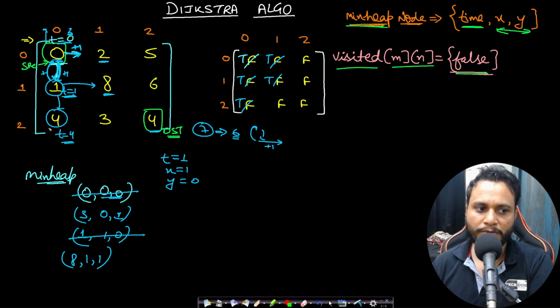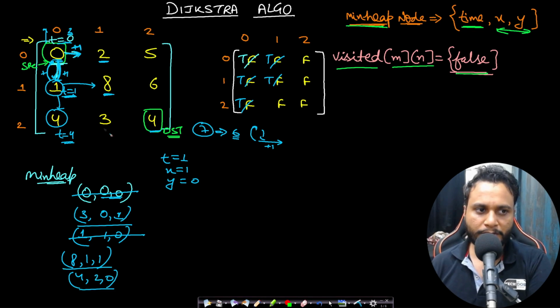So you mark it as true and push it into the heap. If you push it, the cost is 4, which is time 4, and coordinate is 2 comma 0. So now we have 3 nodes here, right? The next node which you pop out will be the minimum cost node. So that will be 3 comma 0 comma 1. So let's pop out this. This node will be popped out, and here the time is equal to 3.